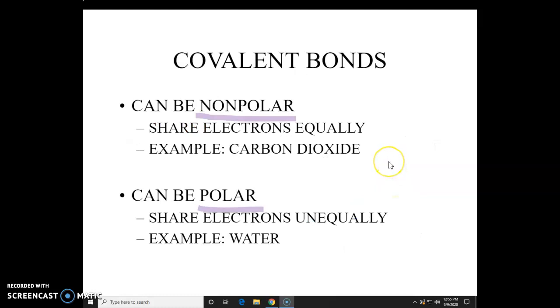So covalent bonds can be nonpolar or they can be polar. Nonpolar, they share electrons equally like carbon dioxide, but polar shares them unequally. And the most famous, I guess, or most common of these is water. And in our study of water, we'll talk about that a little bit more.